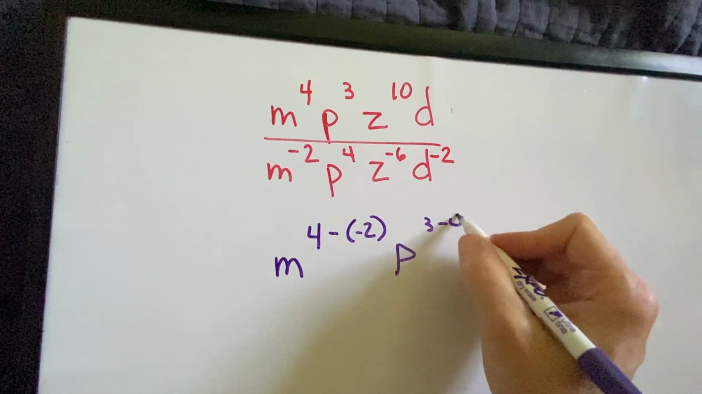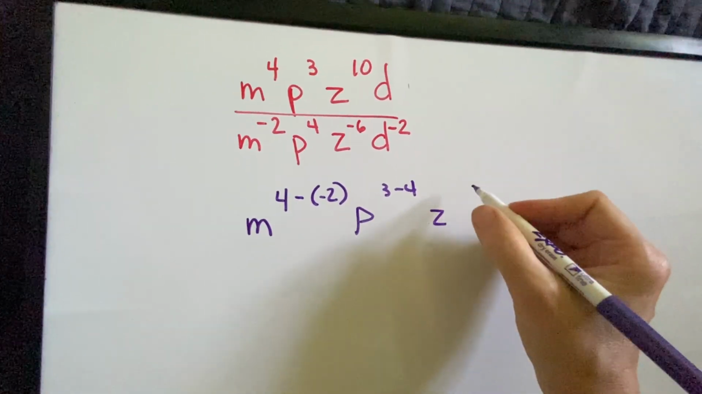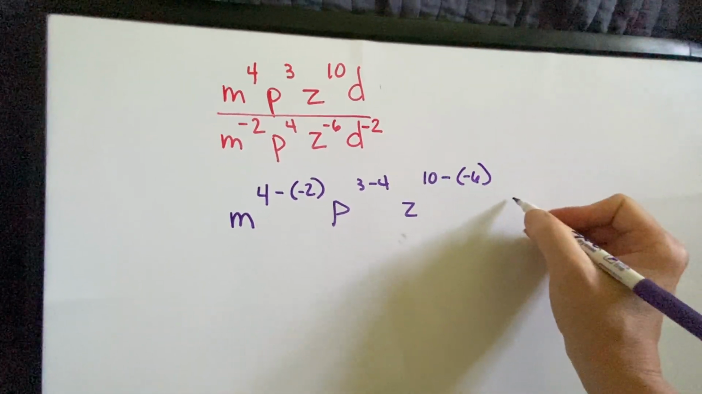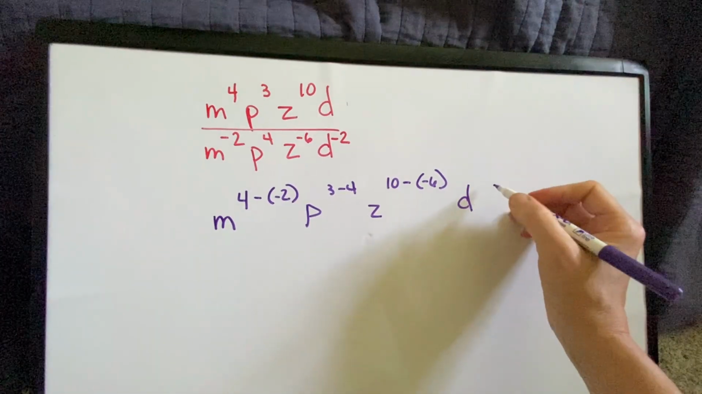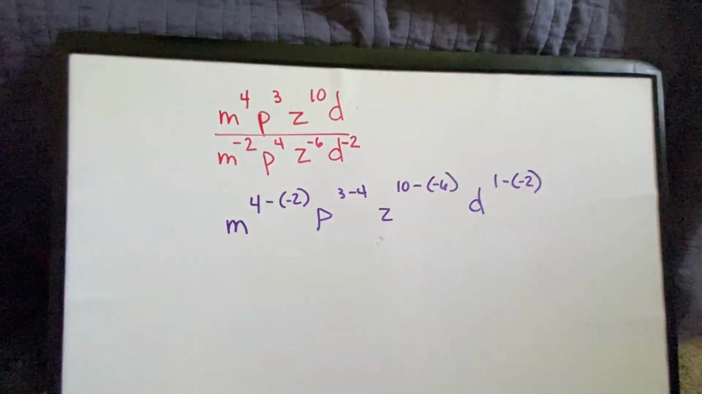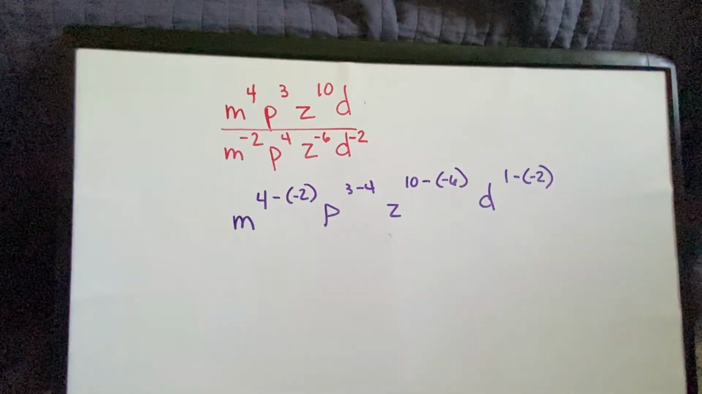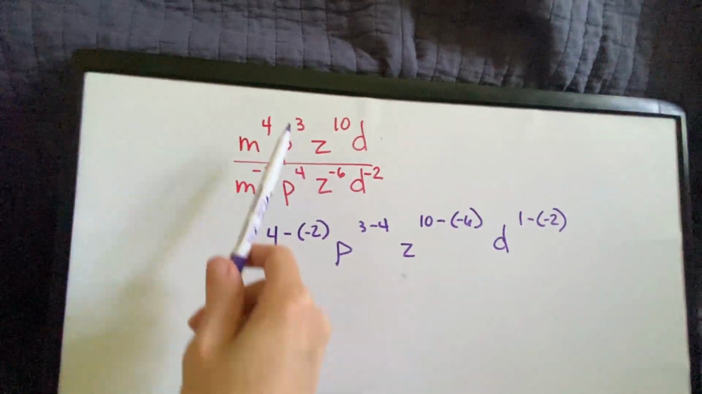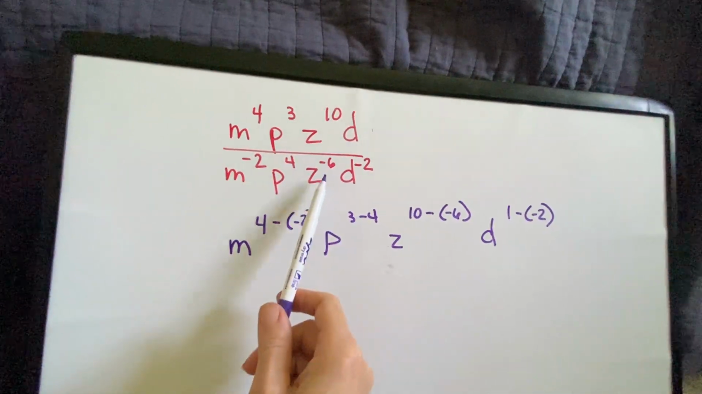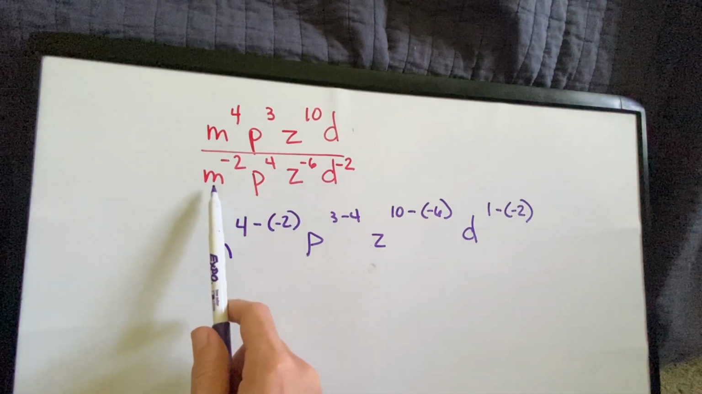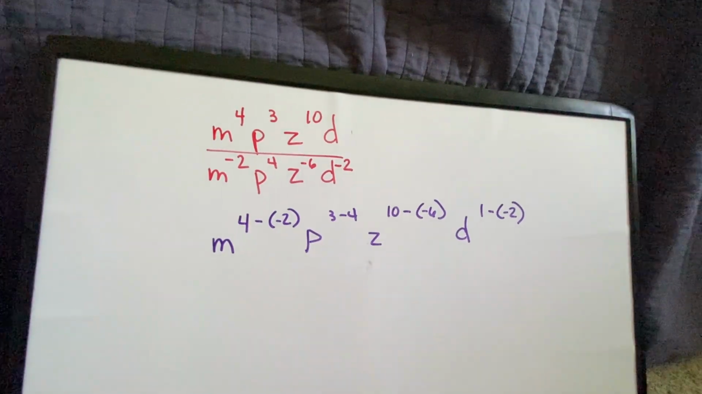P, 3 minus 4, z, 10 minus negative 6, and d is 1 minus negative 2. Okay. So hopefully you guys can see where I'm pulling these numbers. 4 minus our negative 2, 3 minus 4, 10 minus negative 6, 1 minus negative 2. Okay, our variables down here stay the same.